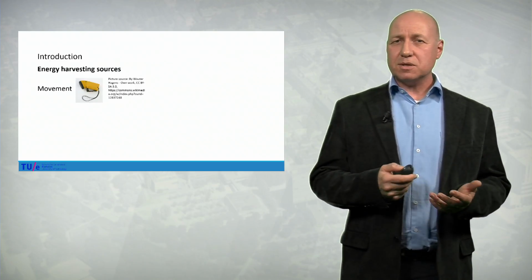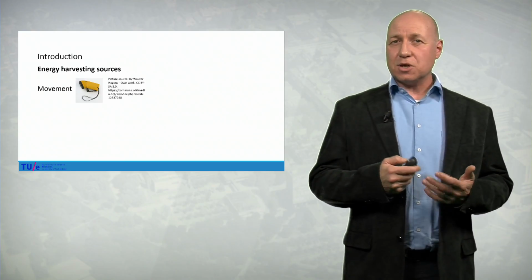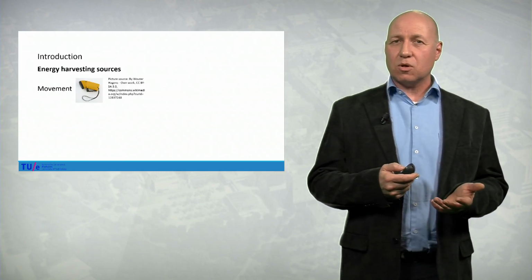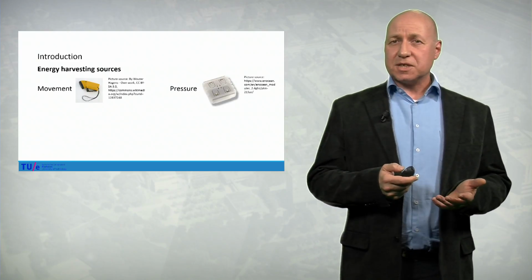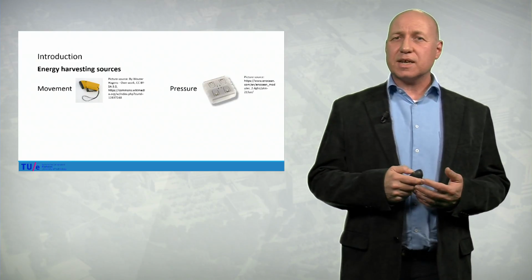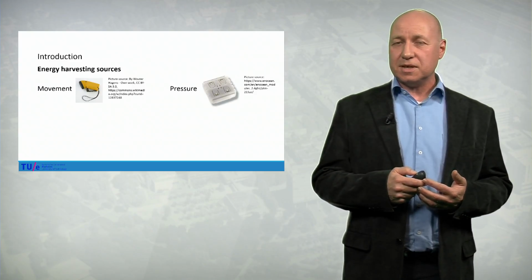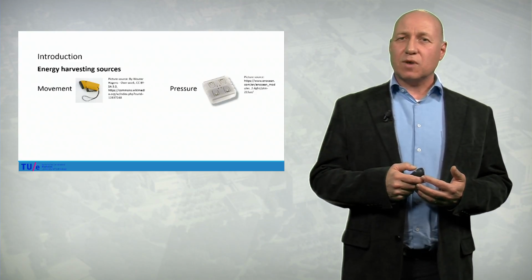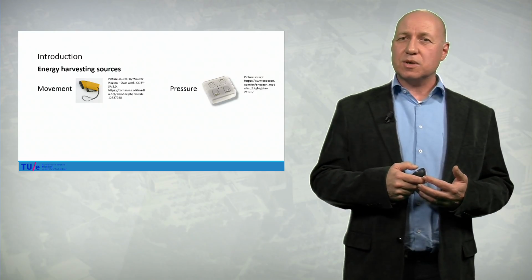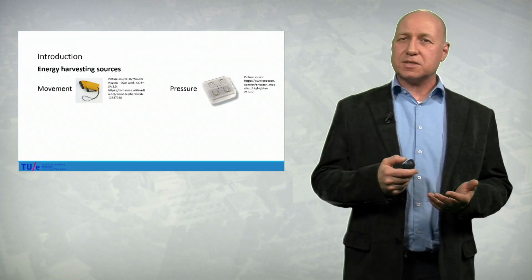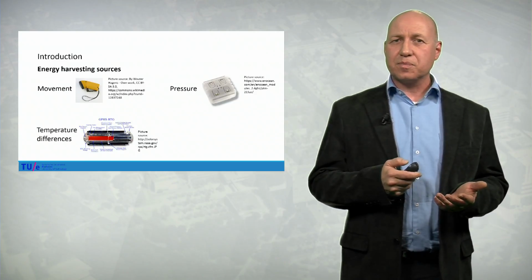Well, we have motion, movement. The dynamo is well known, and shown in this example is a so-called dyno torch. Pressure can be used. What is shown here is a switch working with piezoelectricity. When you push the button once, that gives enough energy to transmit a few bits to a receiver connected to a light fixture that can switch on or off the lights.